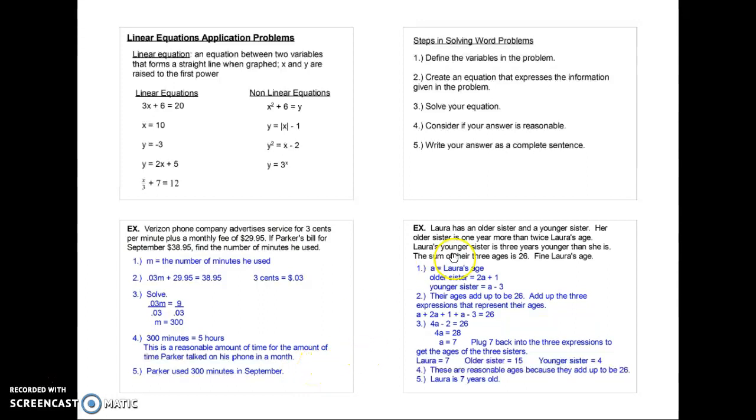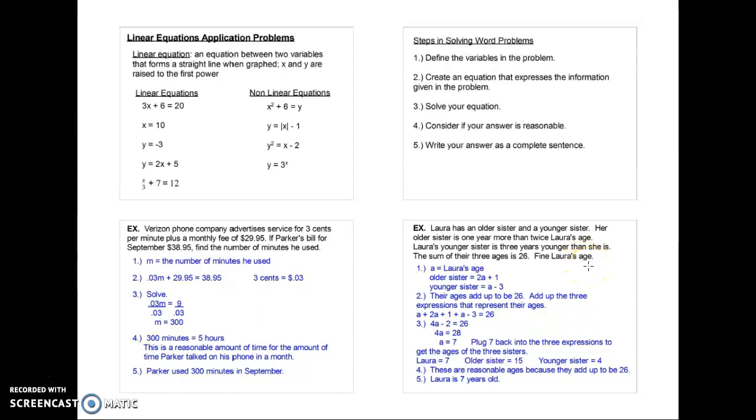All right. Example number 2. So this is looking at ages. Laura has an older sister and a younger sister. Her older sister is 1 year more than twice Laura's age. Laura's younger sister is 3 years younger than she is. The sum of their 3 ages is 26. We want to find Laura's age.